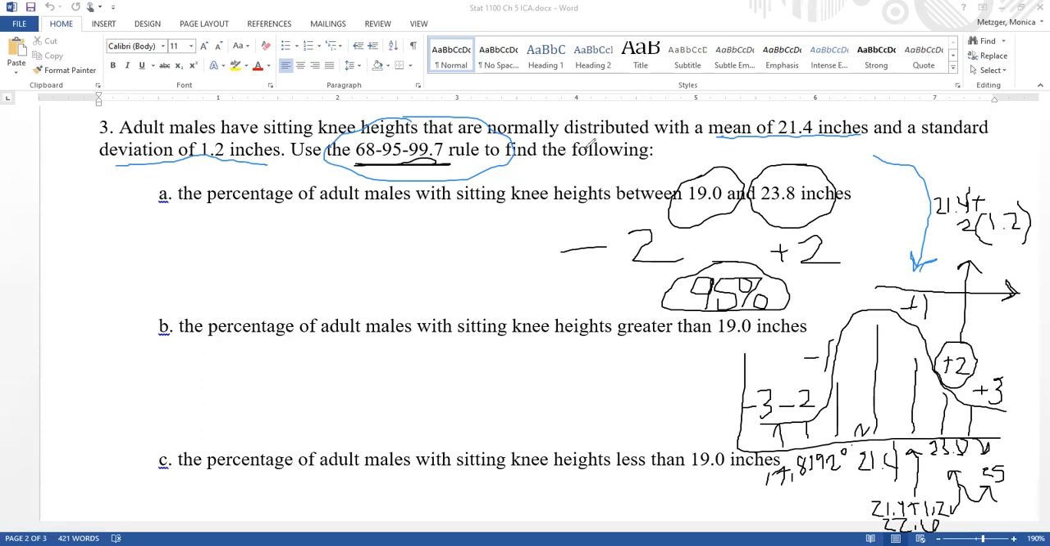In the next couple of examples, we're going to see ways where we're still using that, but it's not quite as direct. So if we look at B, it says the percentage of adult males with sitting knee heights greater than 19. Okay, so I'm going to sketch it again just to help visualize. I know that 19 inches is 2 standard deviations to the left. So I went ahead and sketched that out.